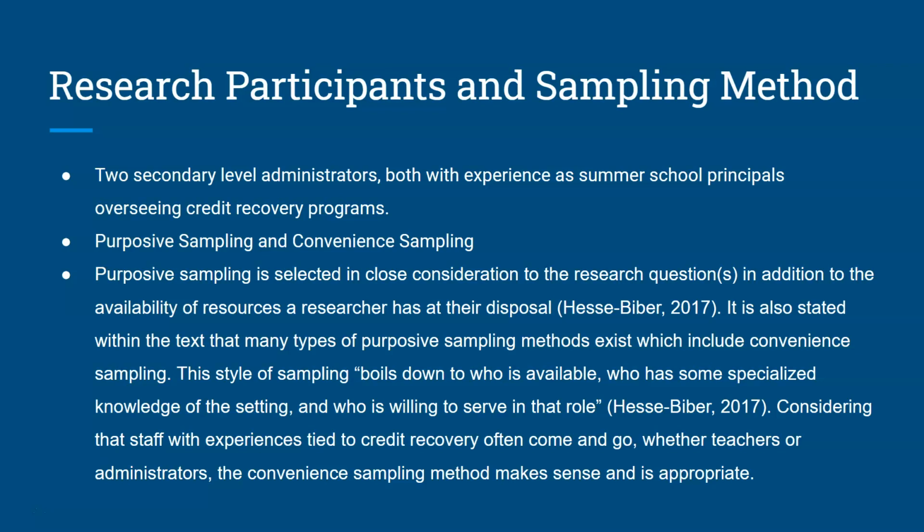Purposive sampling is selected in close consideration to the research questions, in addition to the availability of resources a researcher has at their disposal. It is also stated within the text that many types of purposive sampling methods exist, which include convenience sampling. This style of sampling, quote, boils down to who is available, who has some specialized knowledge of the setting, and who is willing to serve in that role, unquote.